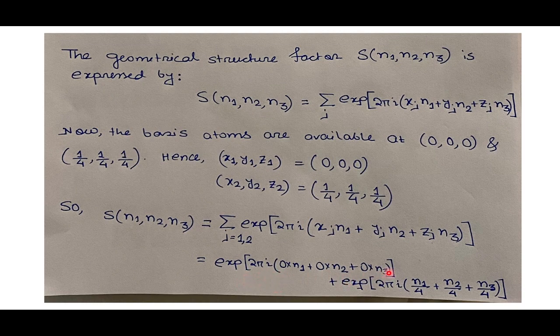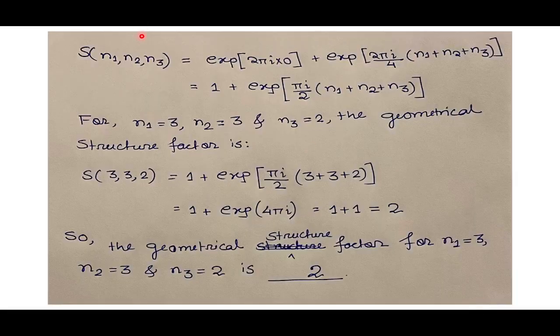This will give you 0, because all that xj yj is 0, and this will give you n1 by 4, n2 by 4 and n3 by 4. So eventually you will end up with exponential of 0, that will give you 1, and the second term is exponential of 2 pi i by 4 times n1 plus n2 plus n3. So this will give you exponential of pi i by 2 times n1 plus n2 plus n3.